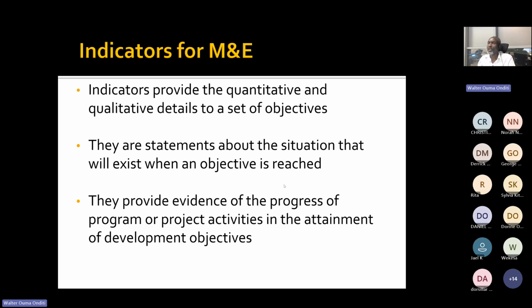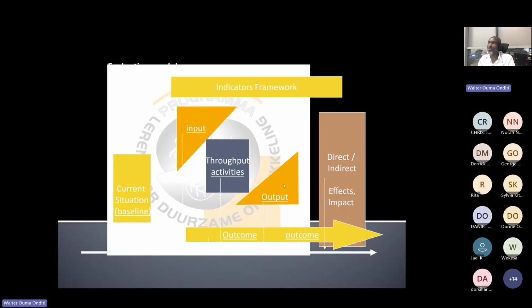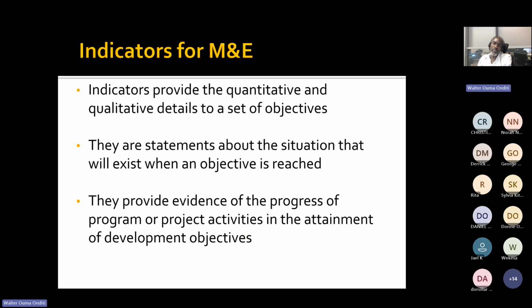Okay, so I don't know whether there is some reaction to where we are before I go into indicators for M&E, because this is really going to be the gist of why we are in this class. Is there any reaction? If none, then I would proceed. Any reaction? Okay, let's proceed.